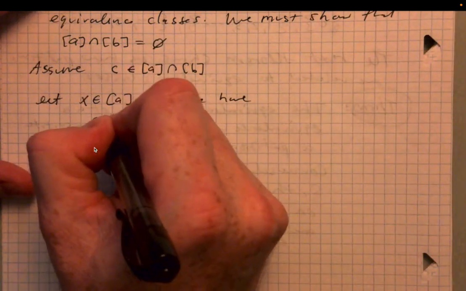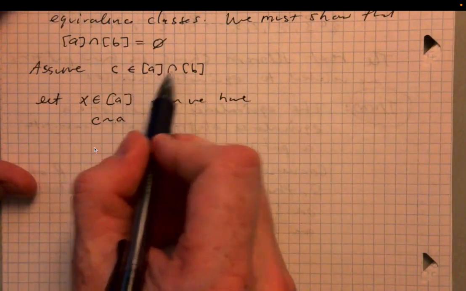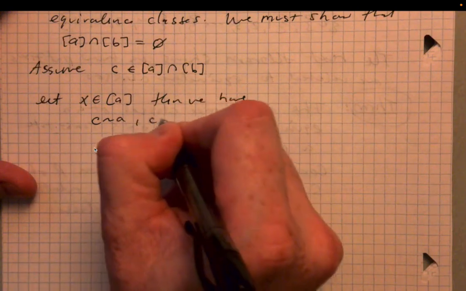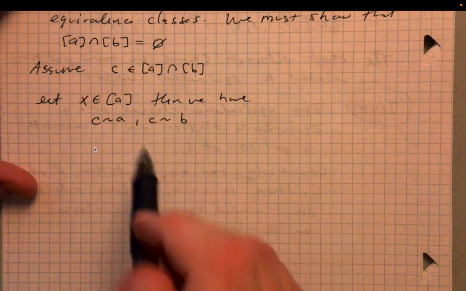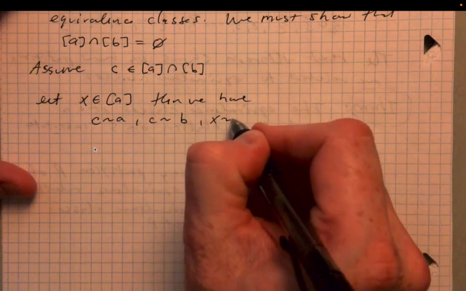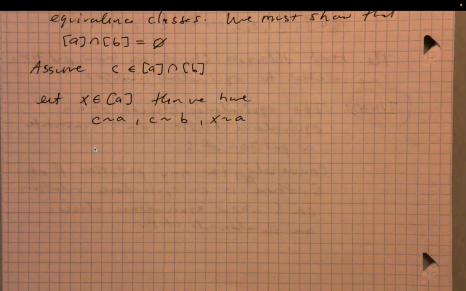C is equivalent to A, right? By C is in A and B. C is also equivalent to B, right? C is in A and B. And we know that X is equivalent to A, right? That's the thing we just said. Let X be in A.